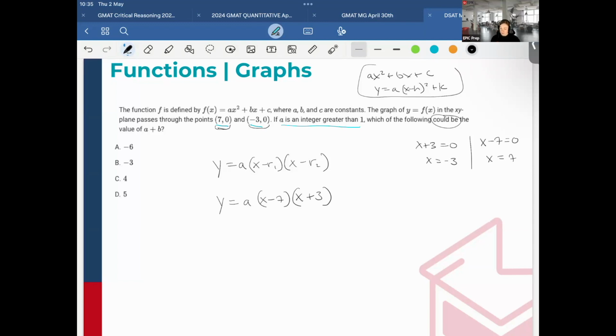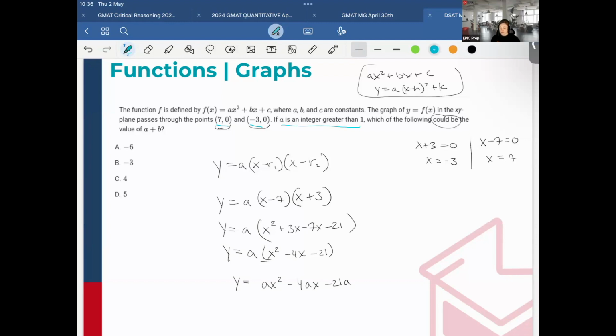Next step, expand the brackets. So let's expand. This would give me x squared, I'll just show the steps, plus 3x minus 7x, and then minus 21. Simplify further. So I have x squared minus 4x minus 21. And then I can distribute the a everywhere. So I have ax squared minus 4ax minus 21a.